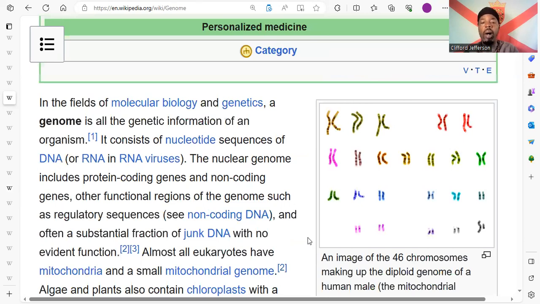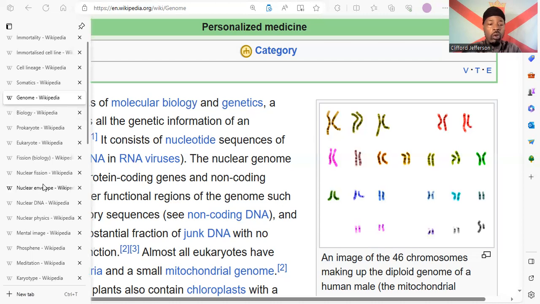In the field of molecular biology and genetics, a genome is all the genetic information of an organism. It consists of nucleotide sequences of DNA or RNA in RNA viruses. The nuclear genome includes protein-coding genes and non-coding genes, other functional regions of the genome such as regulatory sequences, non-coding DNA, and often substantial fractions of junk DNA with no evident function. Let's go into what we call nuclear DNA.